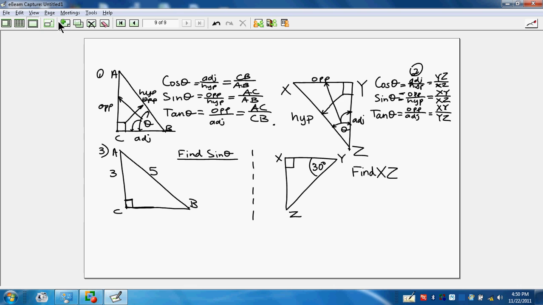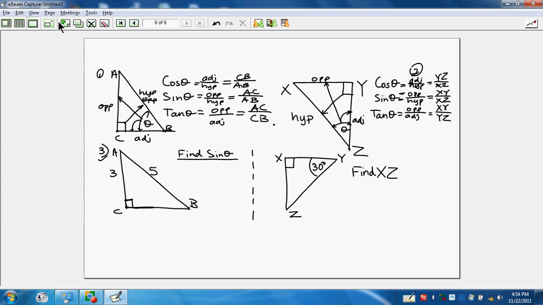Okay, so in our part 3, we had to find certain things. In number 3, they asked us to find what sine theta was. So we have to find sine theta in number 3.